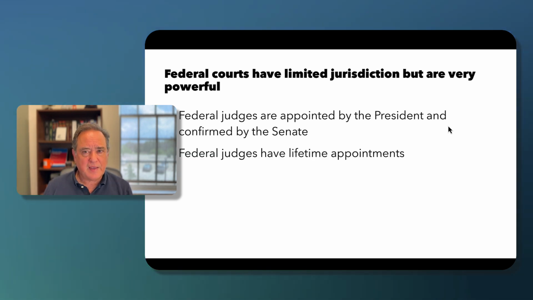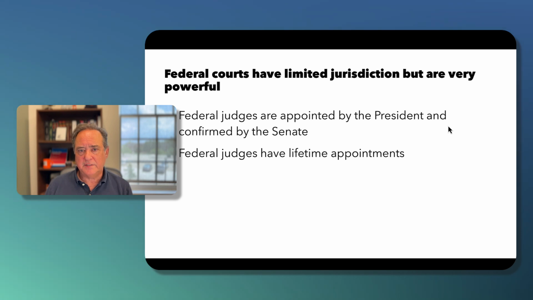Federal judges have lifetime appointments, meaning once you are confirmed as a federal judge, that job is yours pretty much for as long as you want. There is a procedure for impeaching a federal judge, but that has been rarely used during the 250 years of American history.